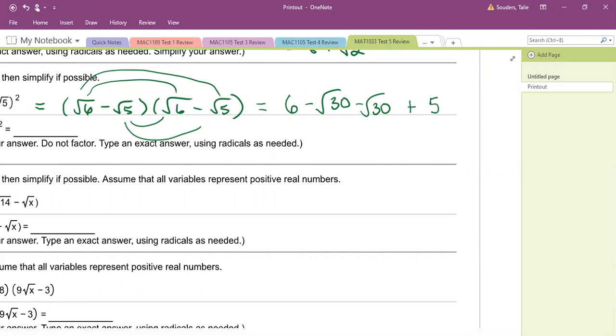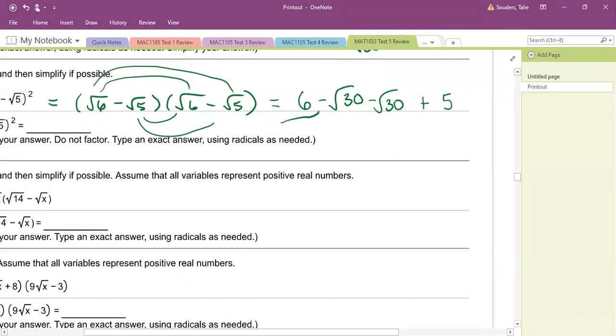Yes. Okay, now be careful. I have seen students combine things incorrectly at this step, so be very careful. What can we combine? The 6 and the 5. The 6 and the 5, which gives us what? 11. Okay. Now, what about the negative root 30 and negative root 30? Can they be combined, and if so, how?